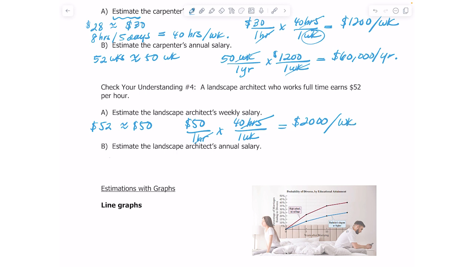And we're looking for the annual salary, so as we talked about in the last example, there's 52 weeks in the year, but we can round that to about 50 weeks in 1 year. And then we're going to multiply that by $2,000 per 1 week. And now we're left with the amount per year, right? So 50 times 2,000 gives us $100,000 per year.